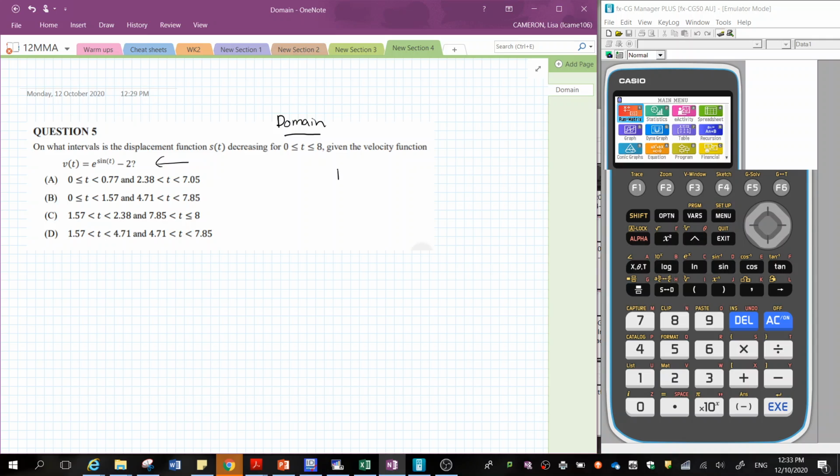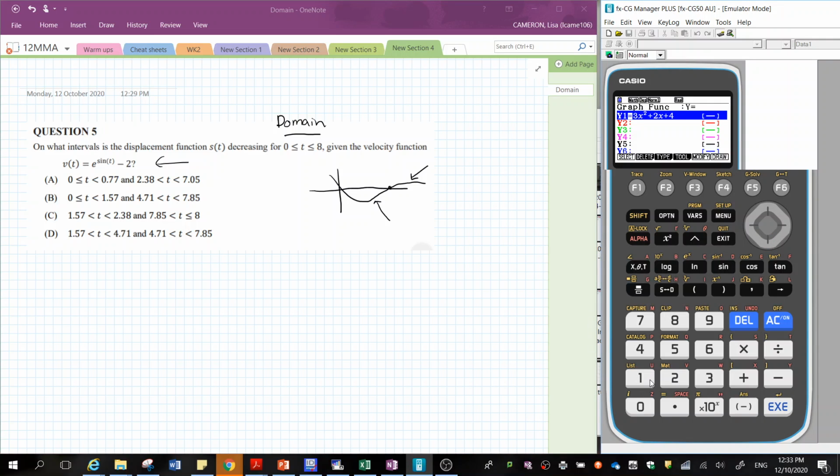Now, anything that is below this line is going to be a section where our original function is decreasing. Anything above the line is going to be where our original function is increasing. So that's what we're working with today. And anything here that's touching is a stationary point. So my first step is to graph this function.